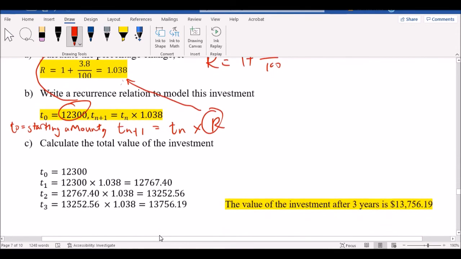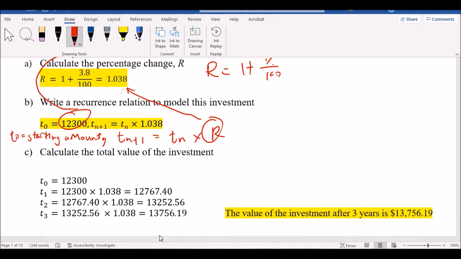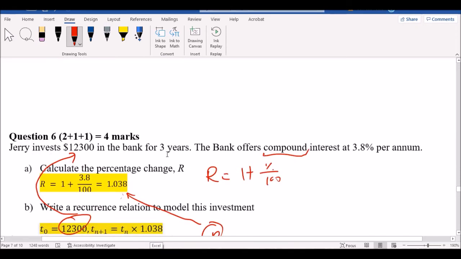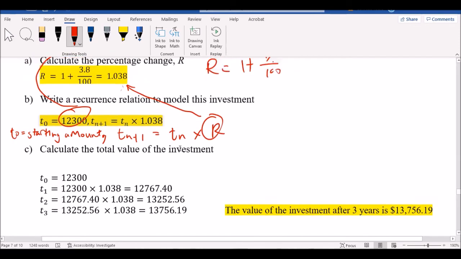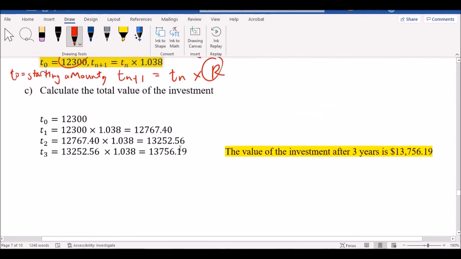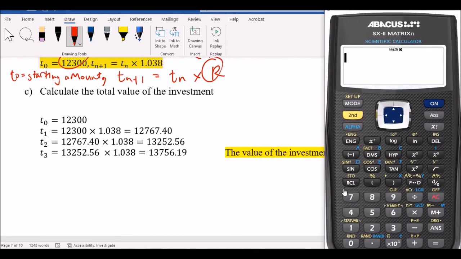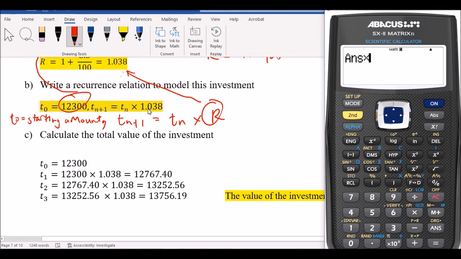And then the next question is, calculate the total value of the investment after 3 years. It's 3 years because if you read the question, it says it's being invested for 3 years. So read the question, please, when you do these. Calculating that is the same as what we did previously. So I'll do it on my calculator as well. Start off by putting your starting amount, 12,300. Press enter, multiply it by the common ratio, 1.038. If you press enter, that's year 1, year 2, year 3. Okay, so there's year number 3.